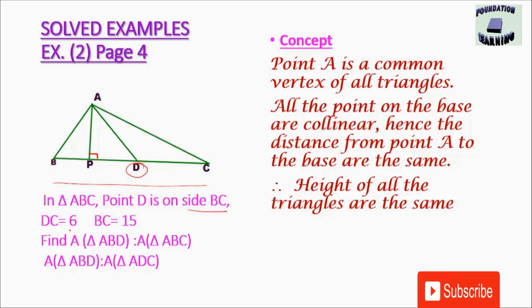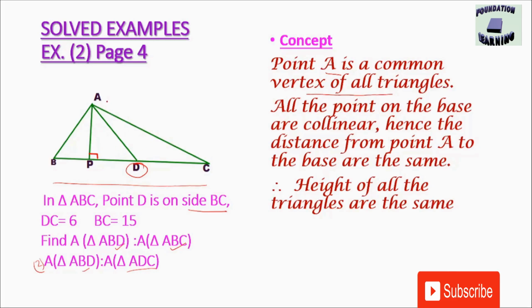Now we have to find the ratio of the area of triangle ABD to the area of triangle ABC. And the second one, we also have to find the ratio of the area of triangle ABD to the area of triangle ADC. But before we try solving this example, let's try to understand the concept behind this problem. There is one concept which you need to know. Point A is a common vertex of all the triangles. Now what is a vertex? A vertex is a corner.